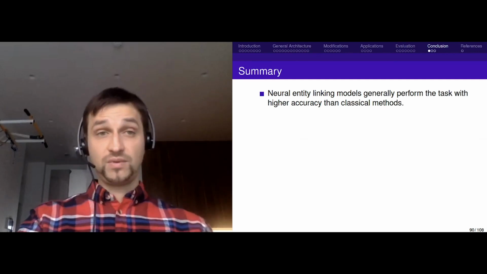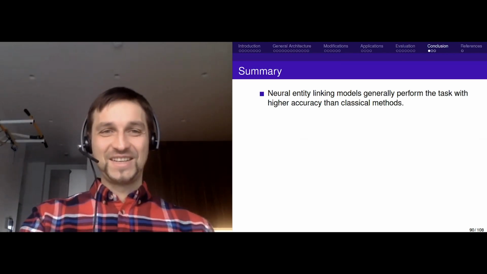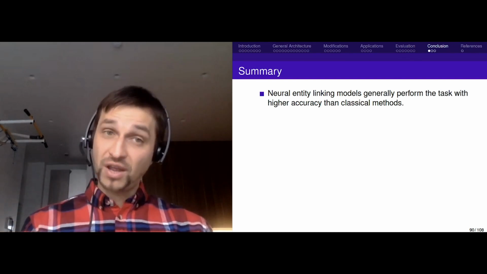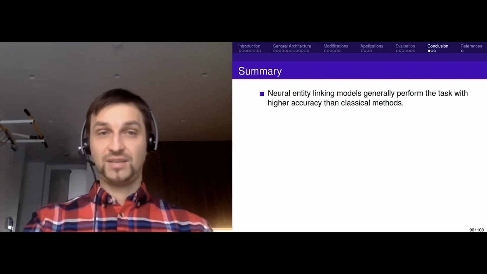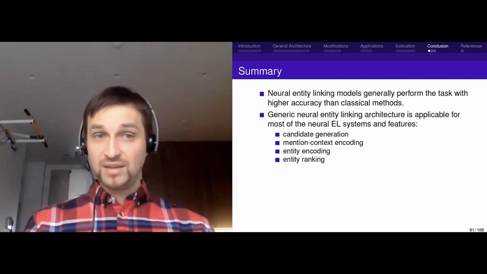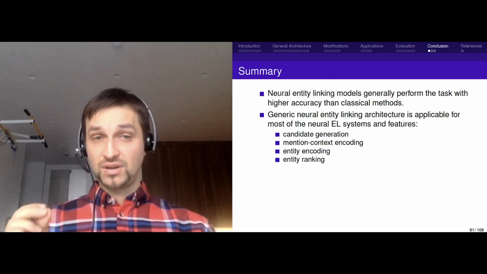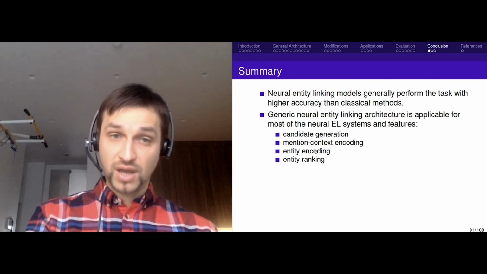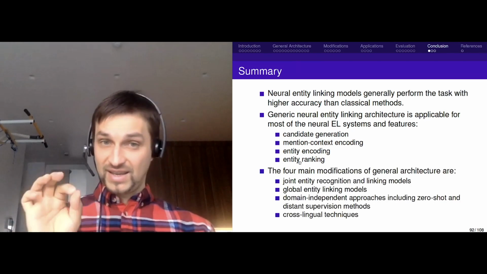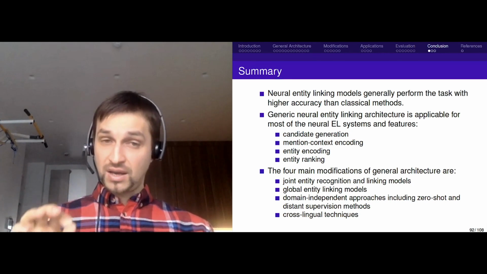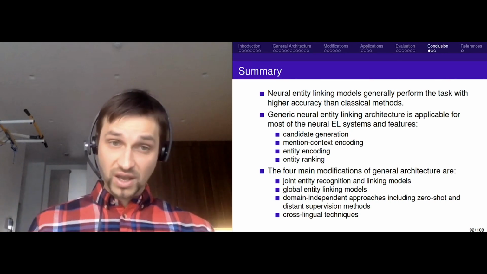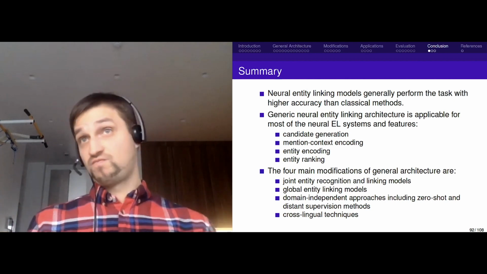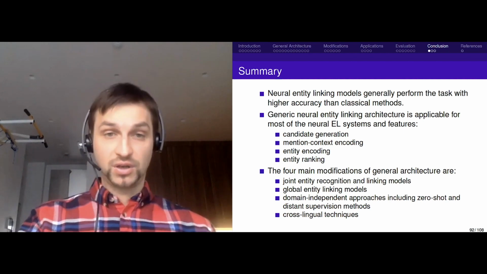Okay, let me summarize. Entity linking methods based on neural networks perform much better than classical entity linking methods. Entity linking methods based on neural networks can be summarized with four main components: candidate generation, mention encoding, entity encoding, and candidate ranking. And there are a few main branches of modifications, which you can list, which are additions to this architecture.